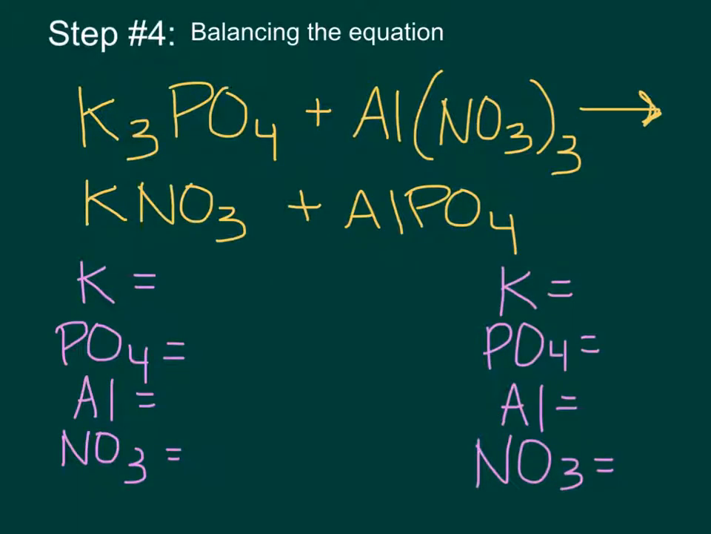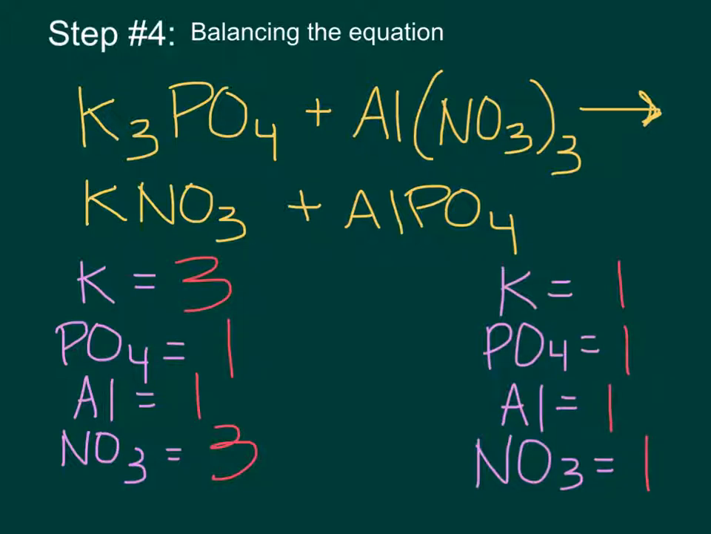And now that we have both parts of the equation, it is time to balance. In order to balance an equation, there must be the same amount of each element on each side of the equation. On the reactant side, there are 3 potassiums, 1 phosphate, 1 aluminum, and 3 nitrates. On the product side, there's 1 potassium, 1 phosphate, 1 aluminum, and 1 nitrate.